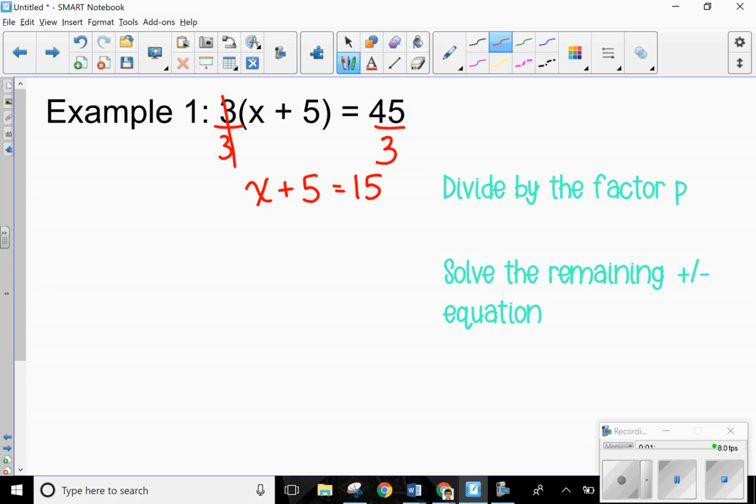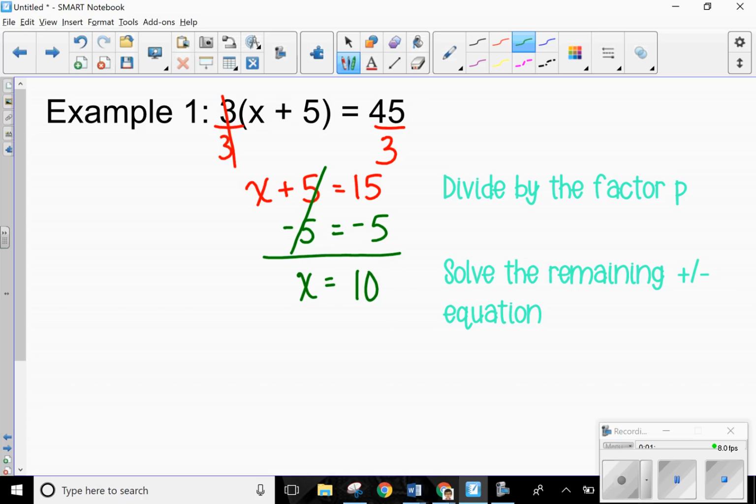So now our next step is to solve the remaining addition and subtraction equation. So x is being added by 5. So I'm going to subtract 5 on both sides of the equation. Plus 5 minus 5 zeroes out, and I'm left with just x on the left. And on the right, I'm left with 10.